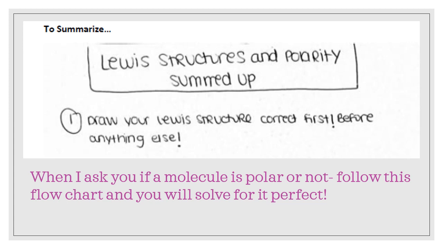In your notes packet on the next page, from where you wrote down those examples, I made a table or a flow chart, front and back. If you follow this flow chart, it will help you figure out if something is polar or not polar, but you have to follow the flow chart. And I have examples drawn in there for you. So that's a good summary for you to reference.